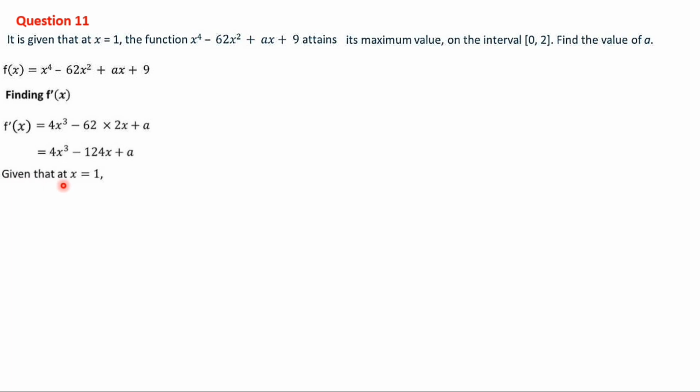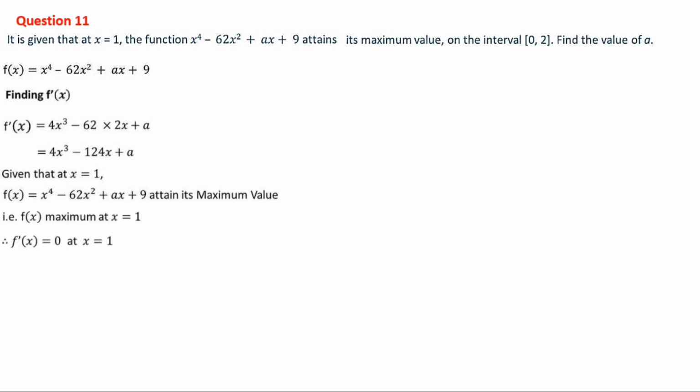So given that at x is equal to 1, the function f of x equal to x power 4 minus 62x square plus ax plus 9 attains its maximum. So we have come to the conclusion that if the function attains its maximum at x is equal to 1, it means f dash x is equal to 0 at x is equal to 1, means f dash 1 is equal to 0. Remember this statement. If you know this statement, directly we can find out the answer.